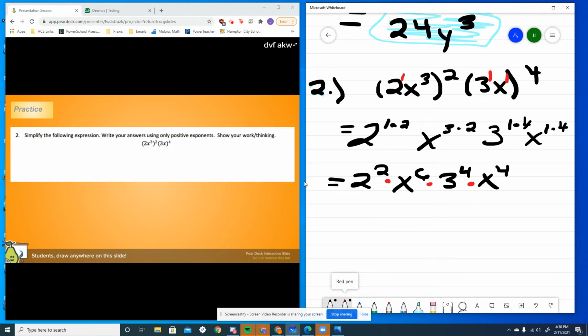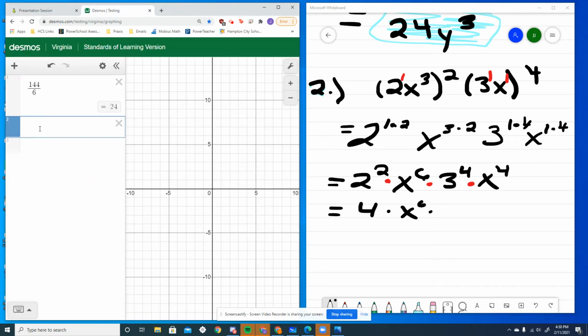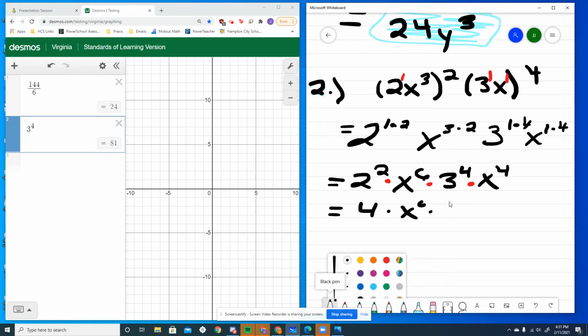All technically being multiplied, right? I can go a step further. Well, 2 squared is 4. 2 times 2 is 4. Times x to the 6th power, times, well, we know that 3 to the 4th power is 81. So I'll write 81, times x to the 4th power.